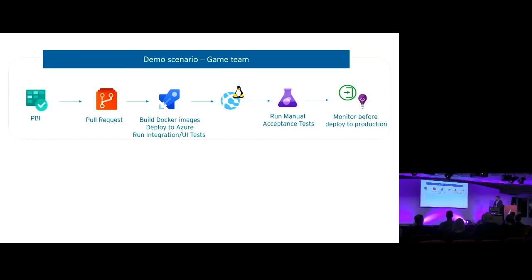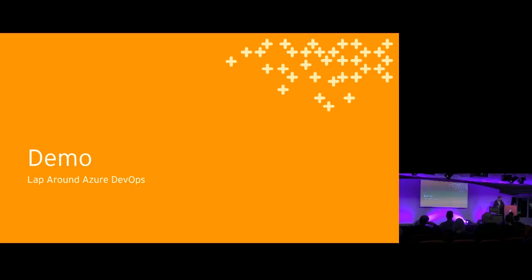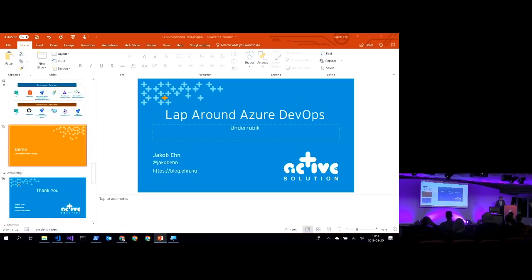So I'm just going to walk you through 2 scenarios, and hopefully I'll have the time to finish it all. We're going to go all the way from looking at the PBI, creating a pull request, kicking off a build, running some acceptance tests, and looking at how you can monitor this stuff before it goes into production for the game team. So roughly the same thing for the admin, but here we're using GitHub instead. And we're going to see how we can deploy this stuff to on-premise servers instead of Azure. So let's jump into the demos.